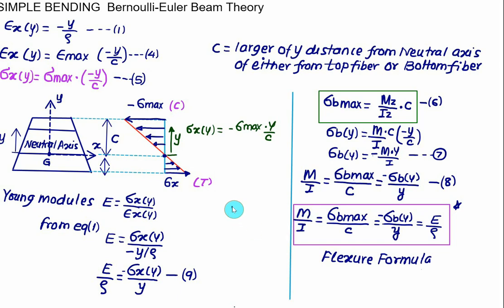whether we are sagging. Sagging means we have a smiley face, and whenever we are sagging, in that case the value of M will be positive, and if we have hogging, then M is negative. So bending stress can be positive or negative. It depends upon the value of M, that is the bending moment.